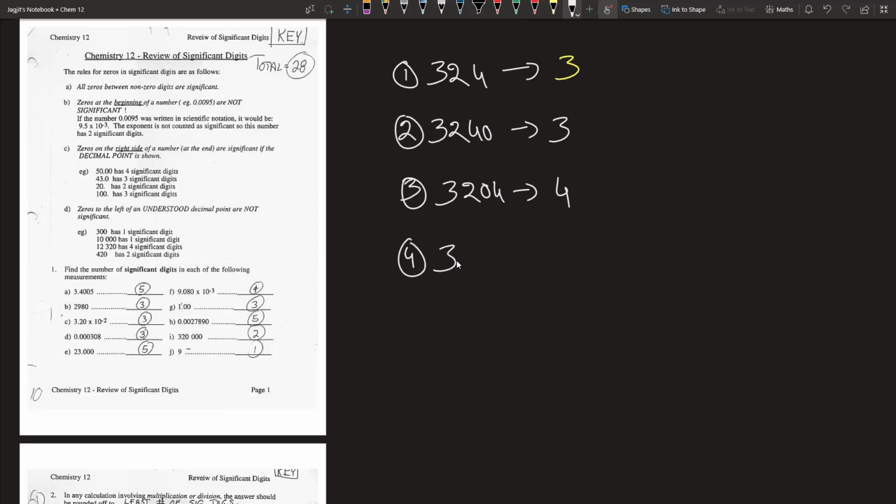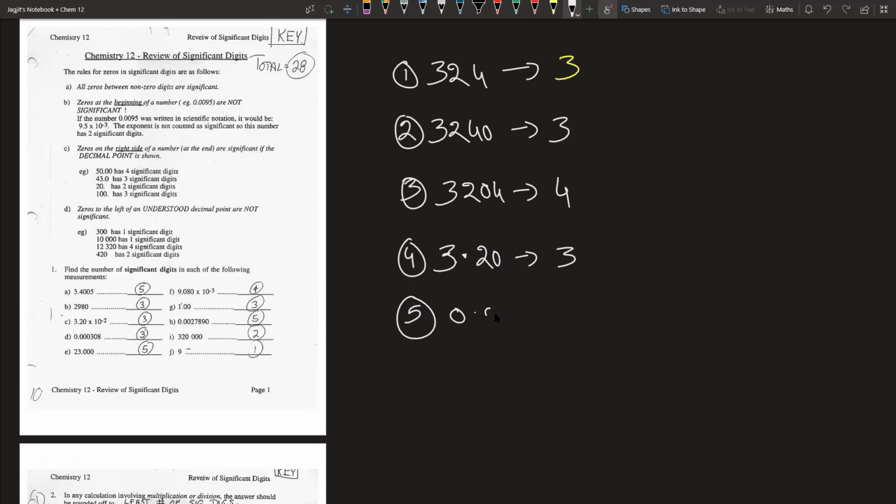What if I give you 3.20? Now, guys, usually if you have a 0 at the end, it does not count. But if you have a 0 after a decimal, as long as there's a non-zero number in front of it, it's going to count. So in this case, you have 1, 2, 3 sig figs.